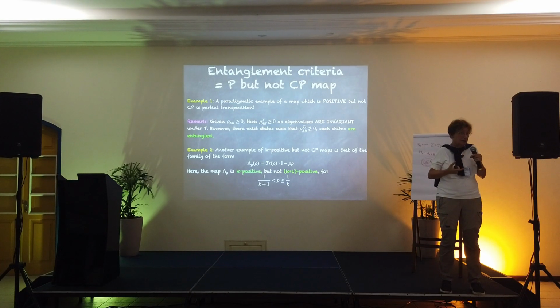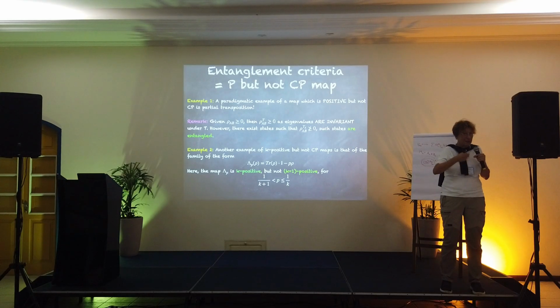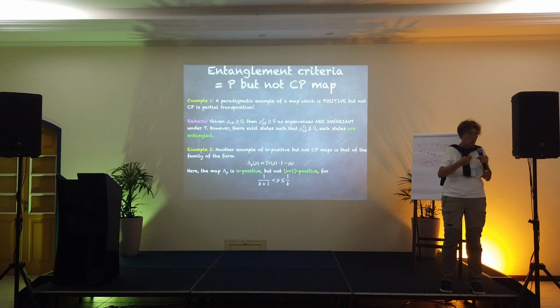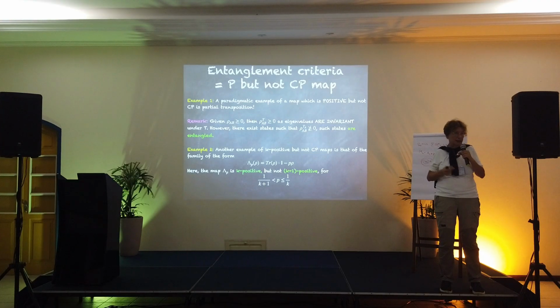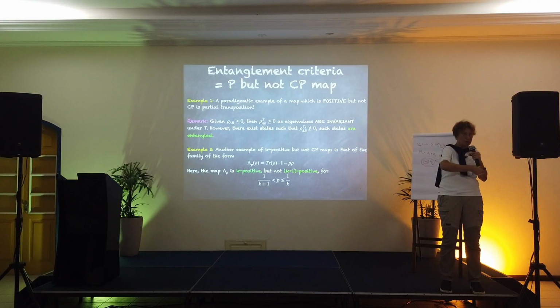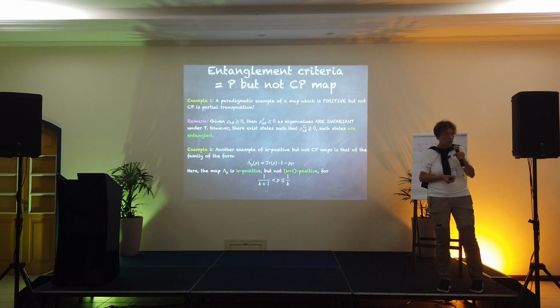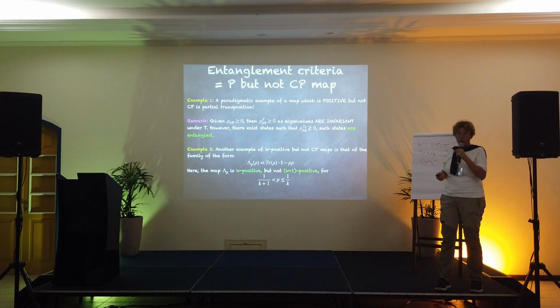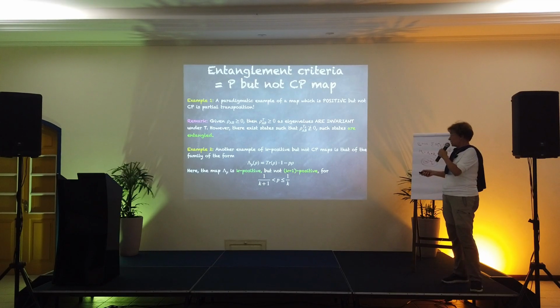Okay? And if the result is that it can be negative, this is a typical example of a map which is positive and not completely positive. This is why it's an entanglement criterion. That was discovered the other way around, but then it was seen that it is like that. So Peres discovered this PPT, and then the Horodeckis discovered that this corresponds to a map which is positive but not completely positive.